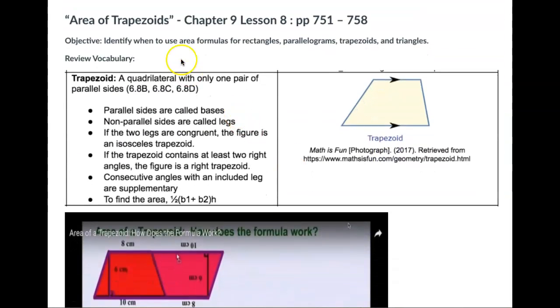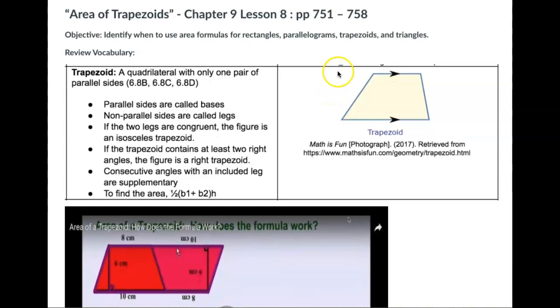We're going to review the area of trapezoids, Chapter 9, Lesson 8 today. Please make sure you have your Volume 2 math textbook and that you open it up to pages 751 through 758 for more support. You have to actively pursue learning. These things are not automatically in your brain. You have to work at it.